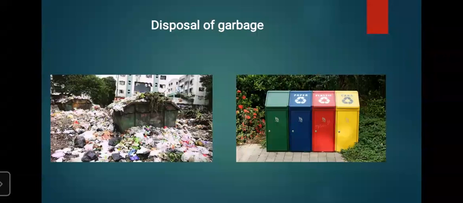In our society, two types of bins are shown, blue and green. Blue is where wet garbage is collected, and green is where dry garbage is collected. That is the proper way to dispose of anything. Otherwise, due to the increase in germs, insects and microorganisms, we fall ill.